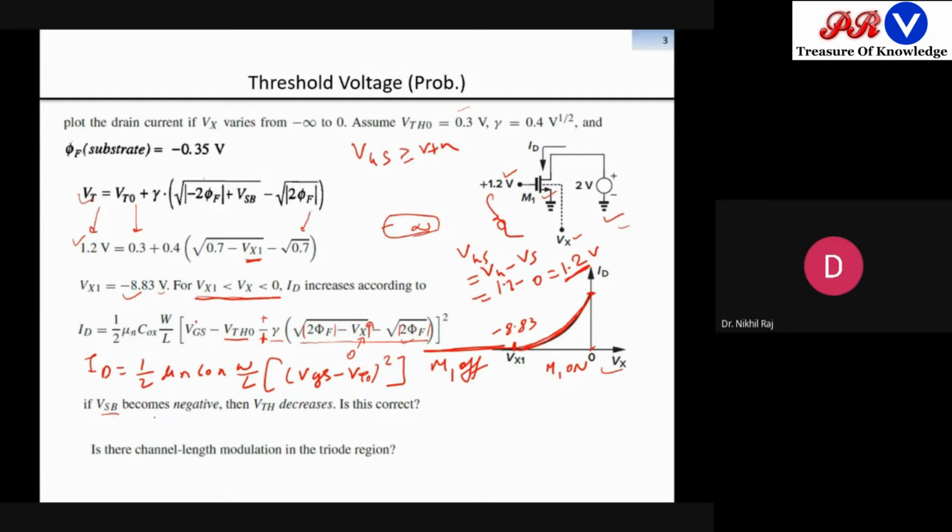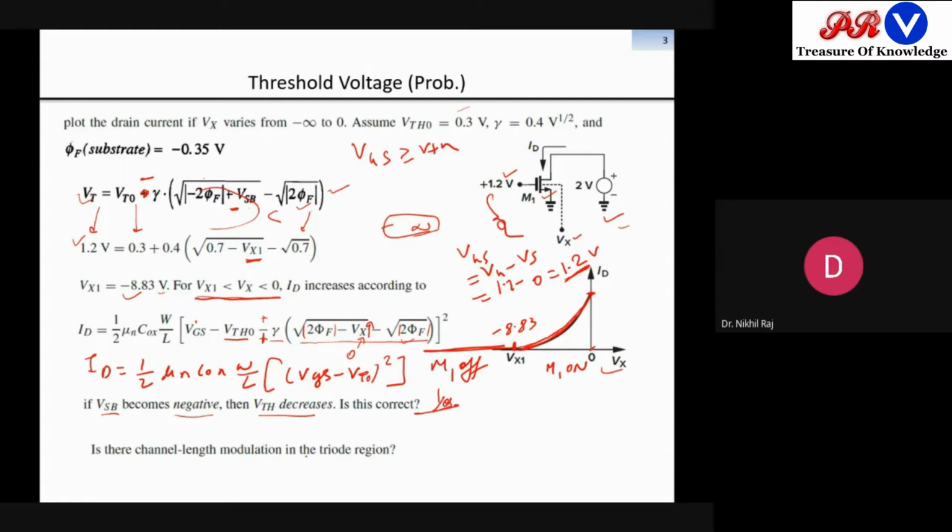And then the question is, when VSB is negative, what happens to VTH? Whether it will decrease or increase. If VSB is negative, a minus sign comes here, so this effective value becomes lower than this value. So a minus sign will be introduced here. What will happen to the effective threshold? It will reduce from VT naught. So is this correct? Yes, it is correct.